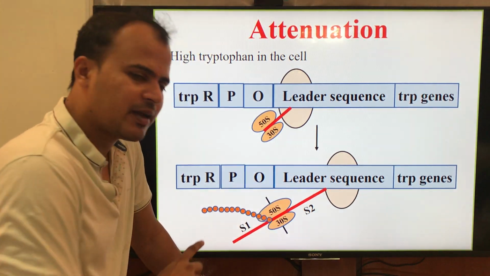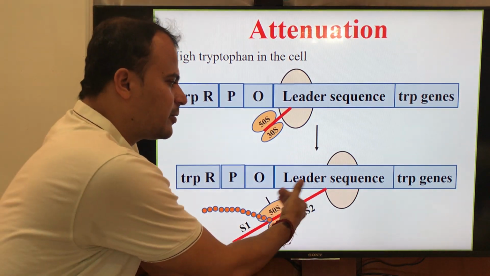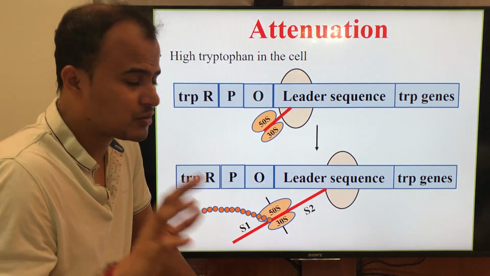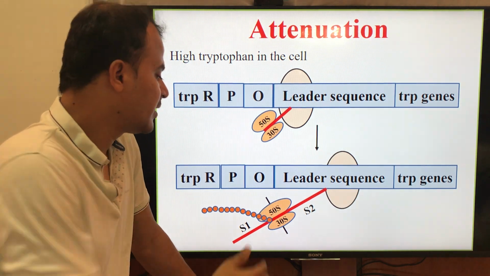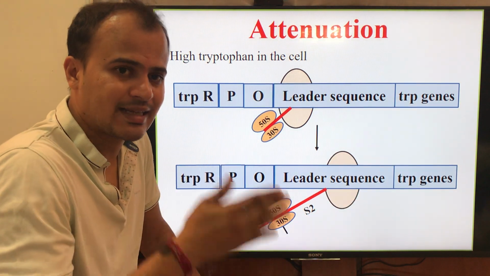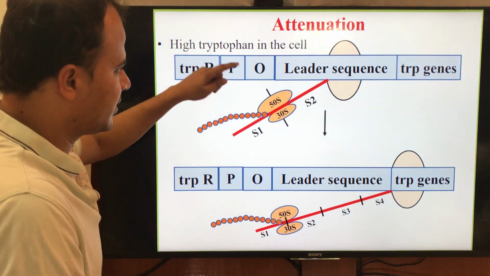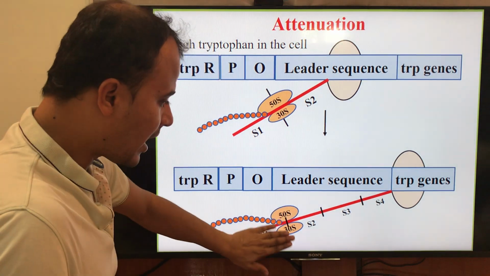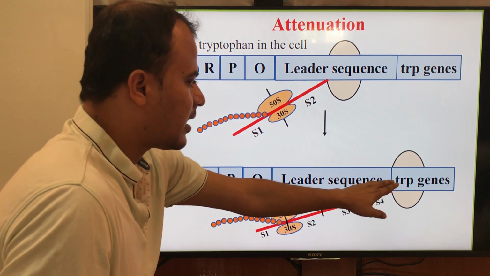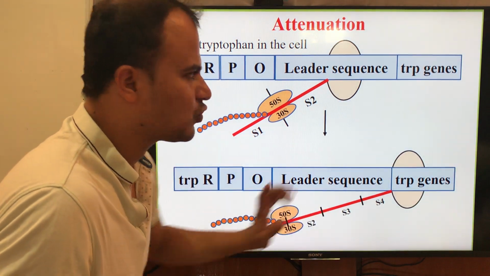But the movement of the ribosome cannot affect the movement of the RNA polymerase. RNA polymerase still continues to transcribe, because if the ribosome stops, it doesn't mean that RNA polymerase should also stop. It continues to transcribe the S3, S4 region. So I will explain this. In this picture you can see the S3 and S4. Though the ribosomes have stopped their activity between S1 and S2, the RNA polymerase continues to transcribe S3 and S4 as well.